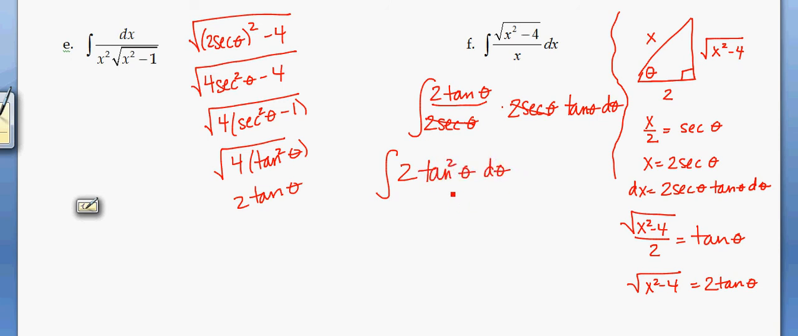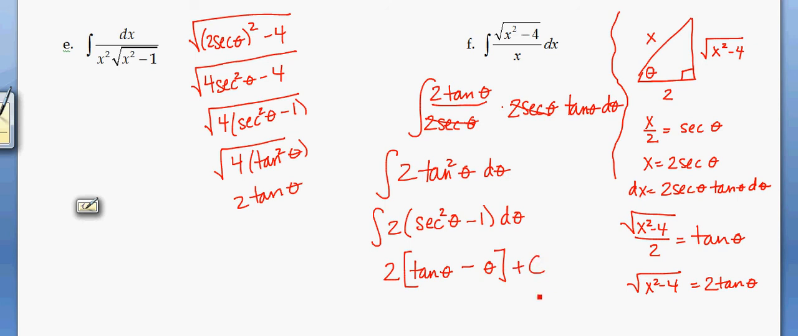Now, I don't know how to take the antiderivative of tangent squared because, well, it's tangent being squared, right? That makes things harder. But if I recognize the Pythagorean identity that tangent squared is equal to secant squared minus 1, that becomes something I easily can find the antiderivative of, right? Because the antiderivative of secant squared is just tangent, and the antiderivative of 1 in terms of theta is theta. And so there you have it, the antiderivative. I believe that's also one we did earlier in the notes.